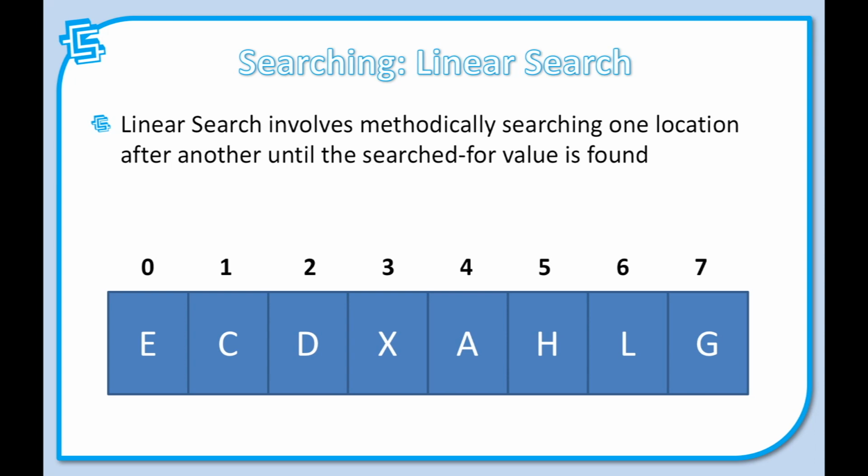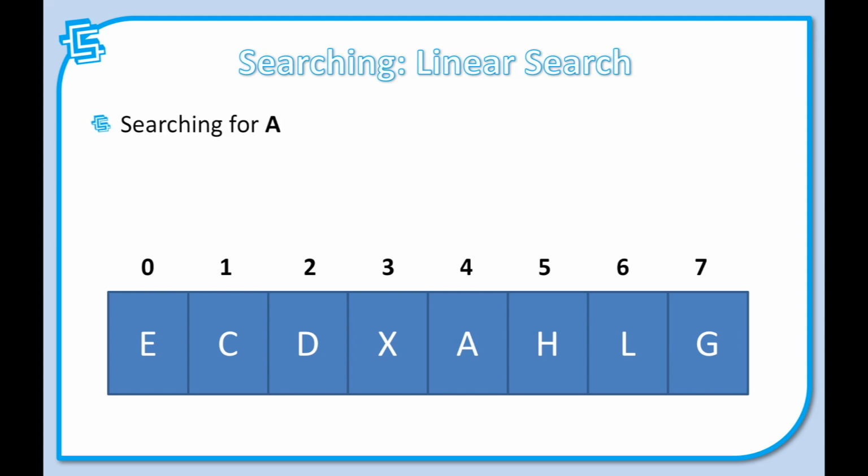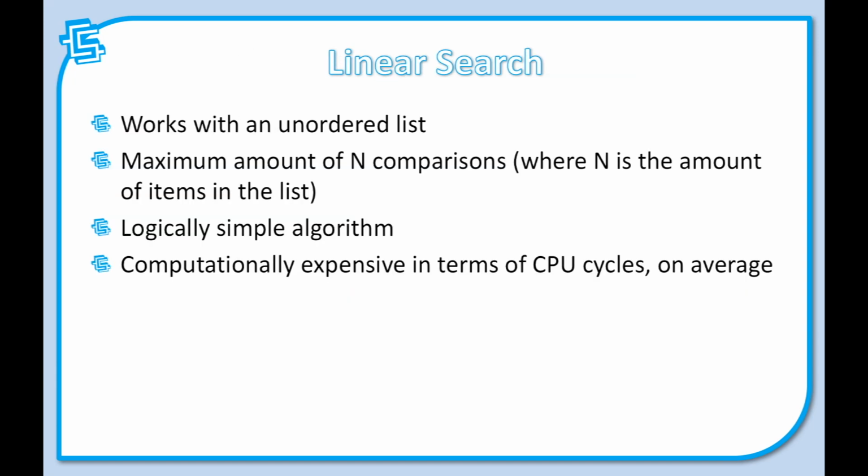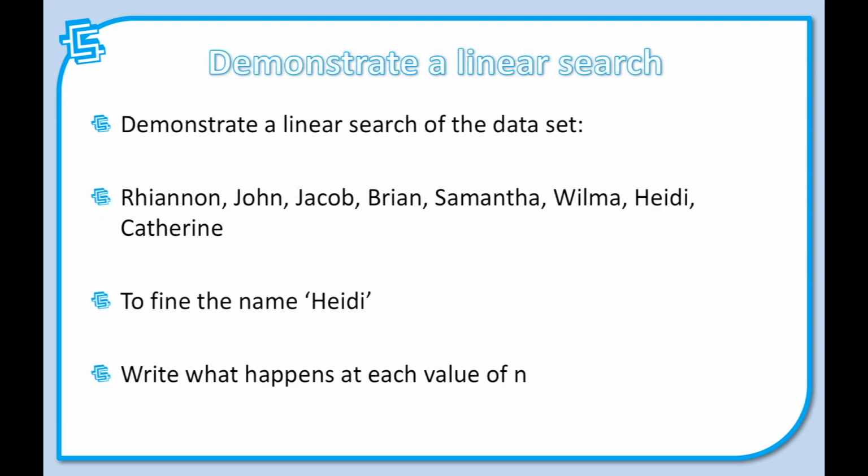We're going to start with the linear search. This involves going through each element in an array one by one. In this example, if we're looking for A, we start at element 0 and then work slowly through each element, comparing it as we go until we find a match. In this case, it returns a value of 4. A linear search works with any list, but it takes n comparisons. Try to demonstrate this linear search.